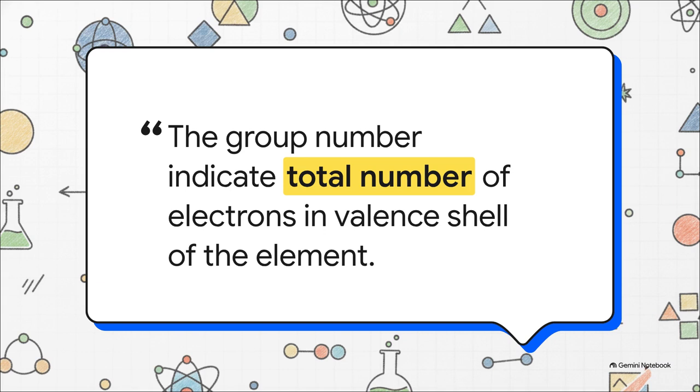The group number indicates the total number of electrons in the valence shell of the element. Just let that sink in for a second. The actual number sitting right at the top of the column, the group number, tells you exactly how many electrons are spinning around in that element's outermost shell. You don't have to guess. You don't even have to do complex math. The map literally hands you the key to how that element is going to chemically react, just based on its vertical position. How cool is that?